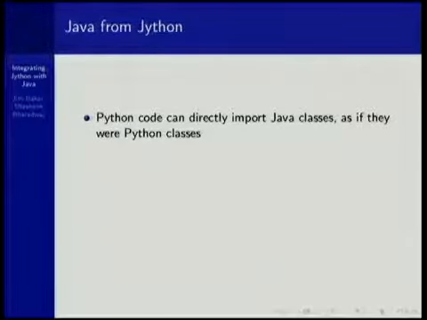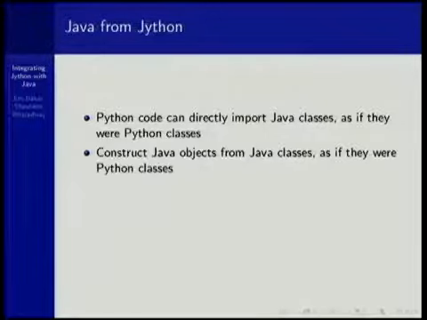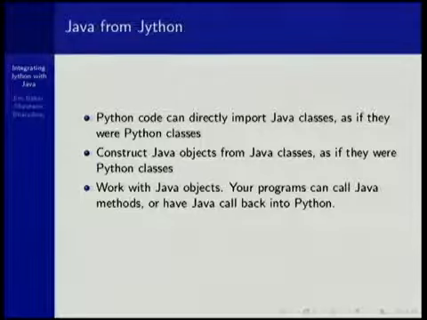So in terms of the use of Java from Jython, Python code can directly import Java classes as if they were Python classes. And I think this is how they know Jython, so it should not be too different from what you've seen in the past. You can construct Java objects from Java classes as if they were Python classes or Python types. You can work with Java objects. Your programs call Java methods or have Java called back into Python, again, as if it were just Python.